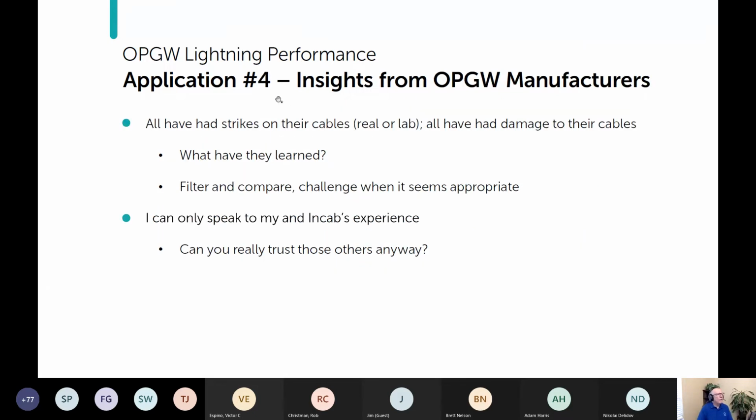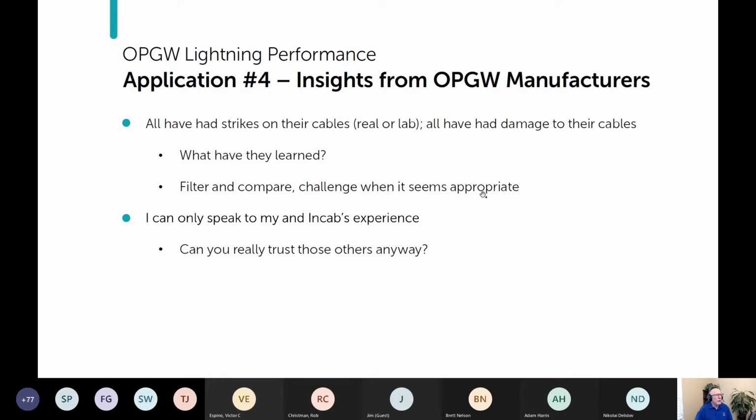So resource number 4 is what you can learn from OPGW manufacturers themselves. Everybody has had strikes on their cable, whether it's in the field or the lab. Maybe not all of them from the field are reported to them, but probably some are, and they certainly have lab results. So all of them have had damage to their cable. So what have they learned from that? You should filter and compare and challenge when it seems appropriate.